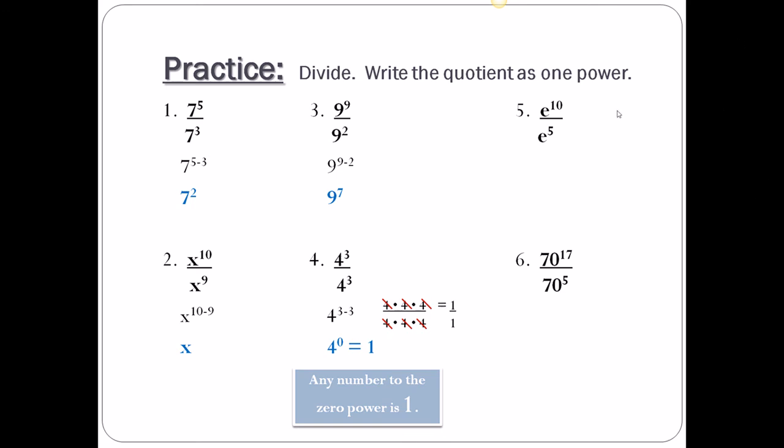Welcome back. For number 5 and number 6, we do have the same base. Hopefully you subtracted your exponents and got e to the 5th. On number 6, I did not throw you off and give you different bases. We have the same base, 70. So we subtract our exponent, and we have 70 to the 12th power. Thank goodness we do not have to find out what 70 to the 12th power is. It's a monstrously huge number.